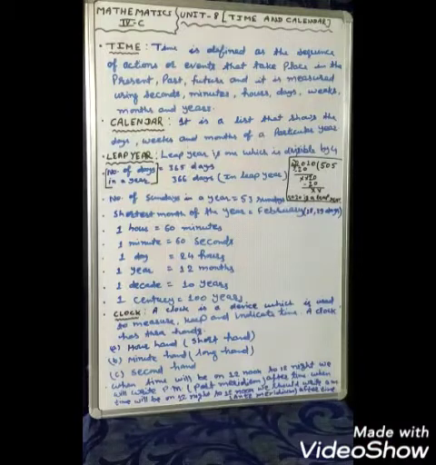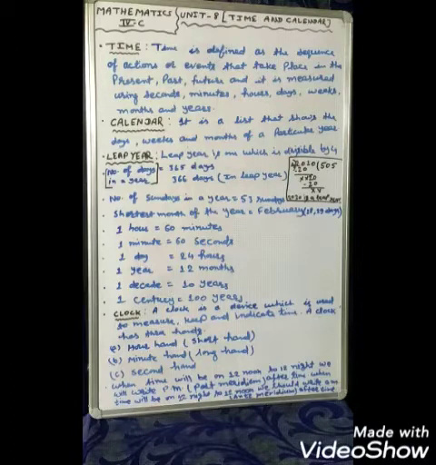Time. Time is defined as the sequence of actions or events that take place in the present, past, and future, and it is measured using seconds, minutes, hours, days, weeks, months, and years.